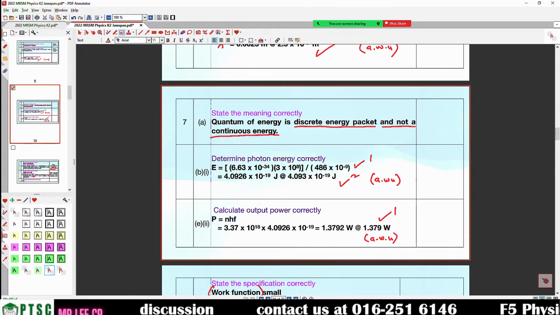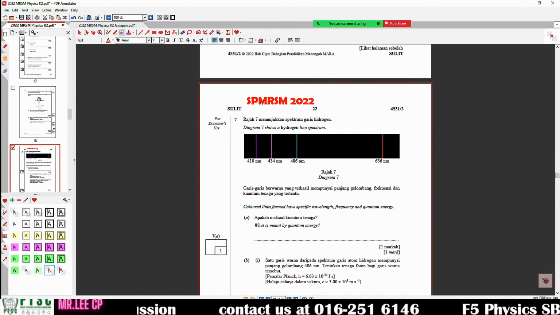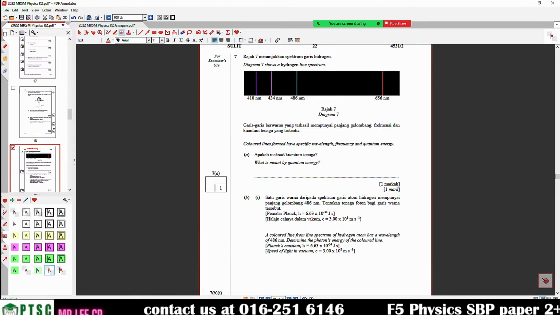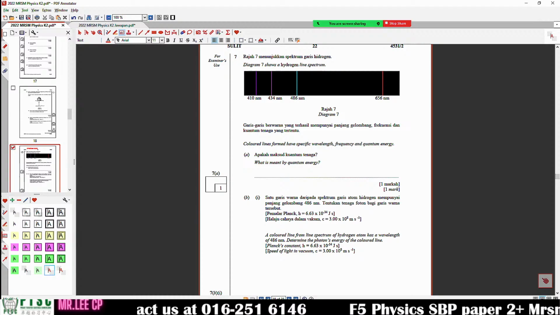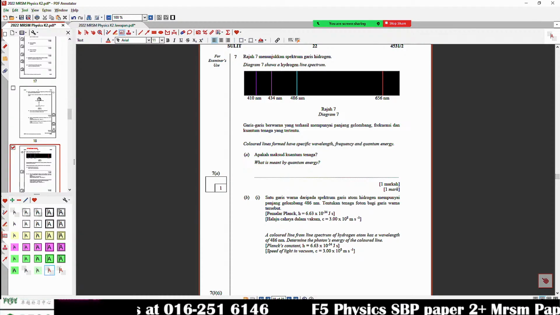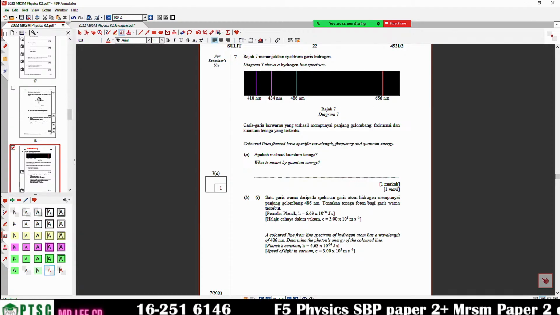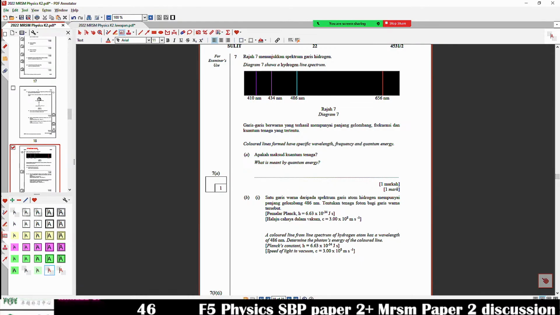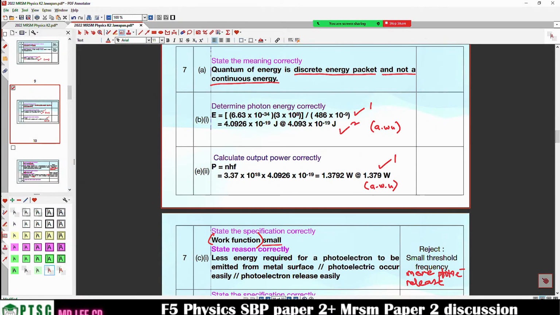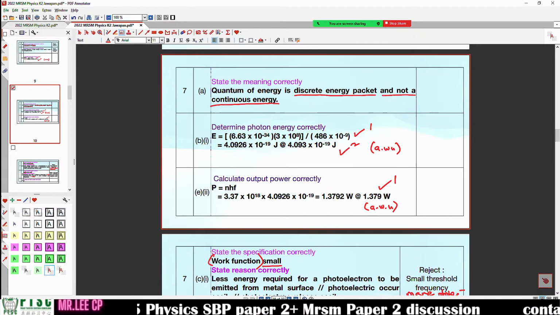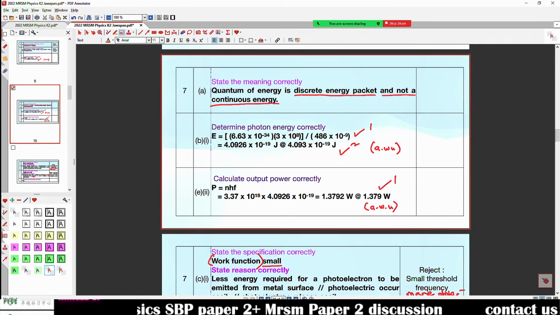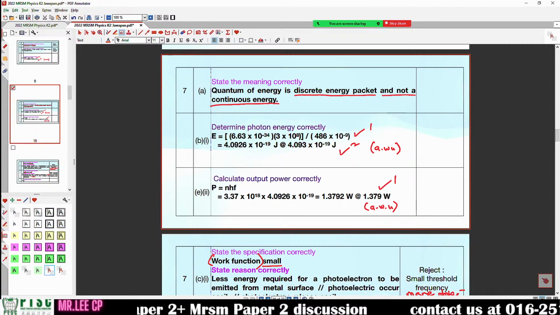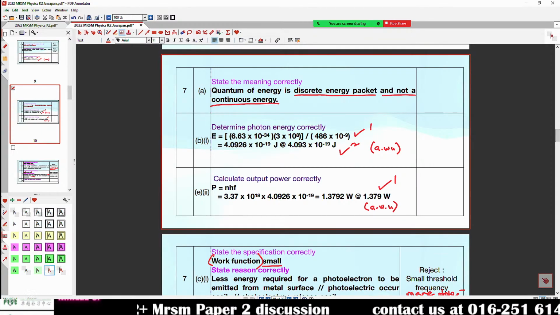Okay, number 7. Diagram 7 shows the hydrogen line spectrum. Each color line has a specific wavelength, frequency, and quantum energy. What is quantum energy? Quantum energy is a discrete energy packet and not a continuous energy. Write it down.